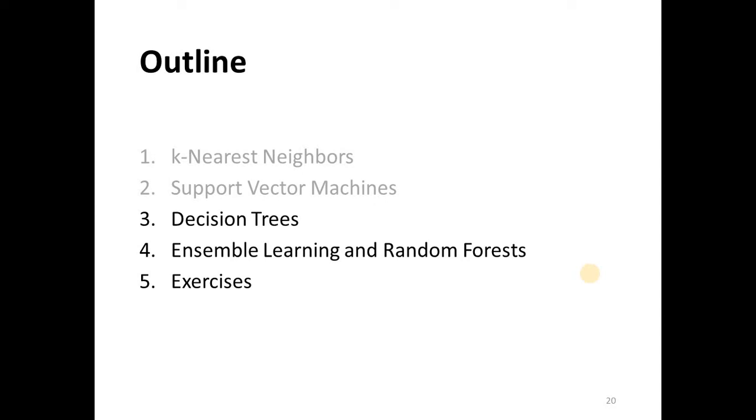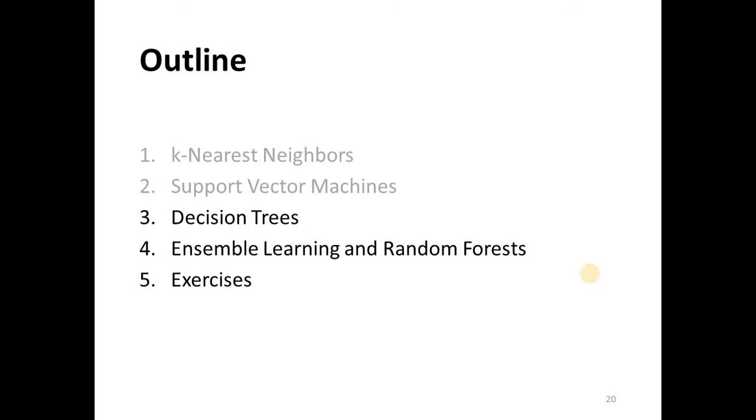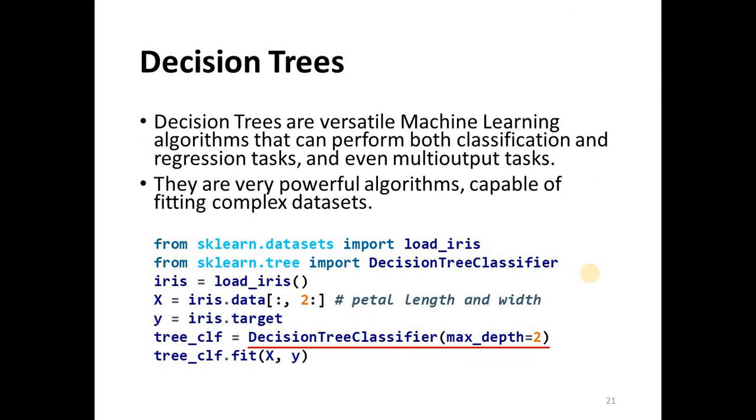Hello, this recording is about the third classical technique in machine learning: decision trees. Decision trees are versatile machine learning algorithms that can perform both classification and regression tasks. They are also very powerful algorithms and are capable of fitting complex datasets.